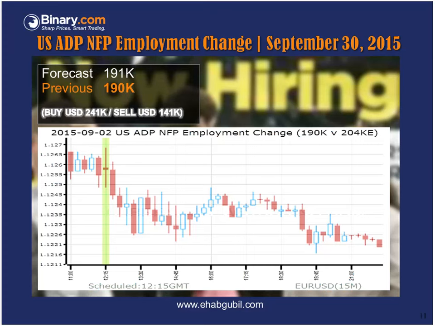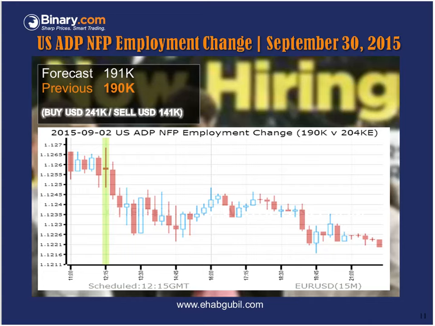US ADP non-farm employment change will be released on September 30 at 1:15 p.m. London time. This news is usually a good indicator for Friday's non-farm payroll release, but with this month's non-farm payroll falling on the 2nd of October, this is probably the only reliable indicator ahead of the report. So we should see more attention paid and more volatility if there is a surprise. It's forecasted at 191,000, previously 190,000.